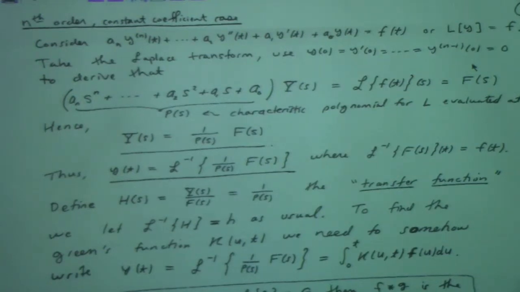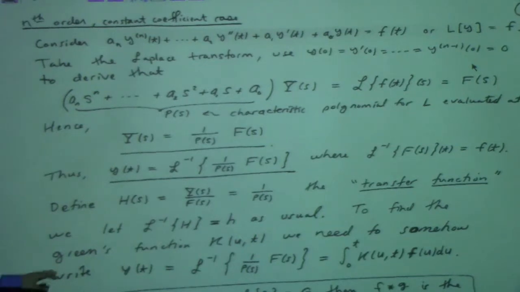Right? So then we solve for big Y, right? And y of t, what's my solution going to be? It's going to be the inverse Laplace transform of 1 over p of s times F of s. Now, p of s is the characteristic polynomial for the system. For the one we just worked, this p of s was s squared plus 6s plus 13.